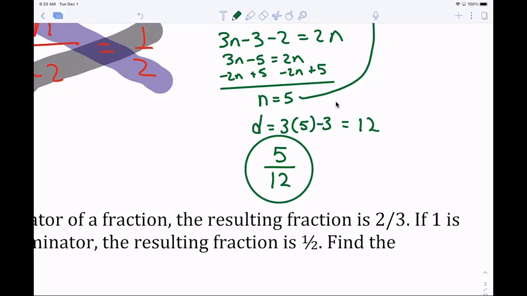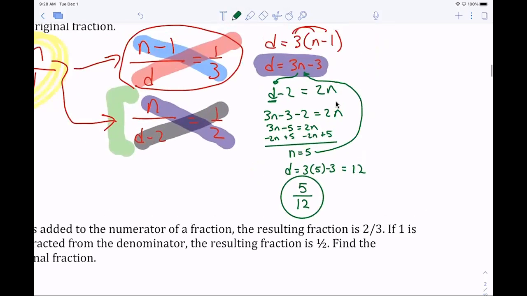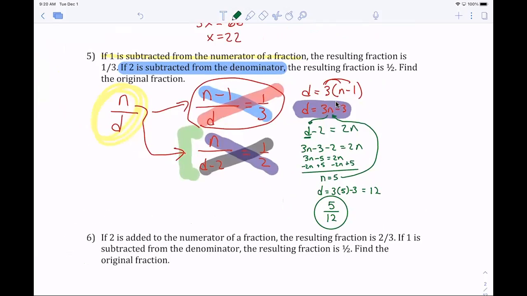Now, how do I know I'm right? Because look what happens. If I subtract 1 from the numerator, what does that become? 4/12. What does 4/12 reduce to? 1/3. If I do subtract 2 from the denominator, what does it become? 5/10, which is what? 1/2.